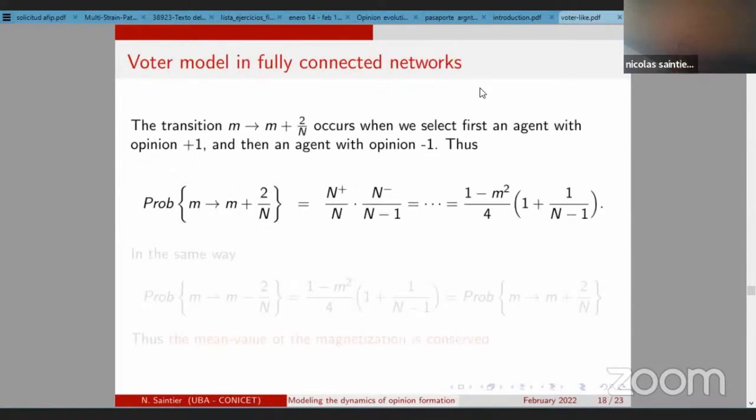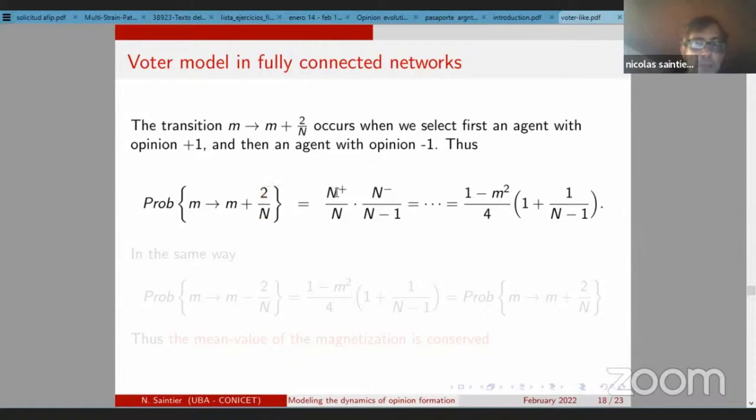Okay, so first, let's see the voter model. The voter model is a model where I choose a guy at random, another one at random, and the new guy copies the opinion of the first guy. So the magnetization changes by adding 2 over n only when the first guy I picked has opinion plus 1, and it convinces another one initially with opinion minus 1 to switch to opinion plus 1.